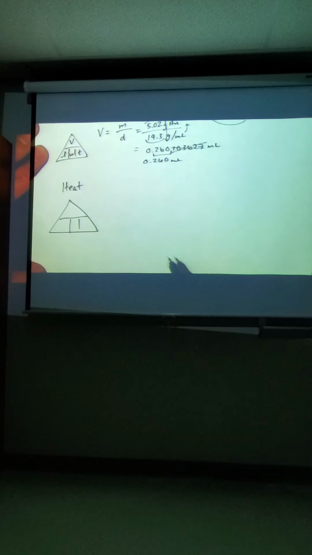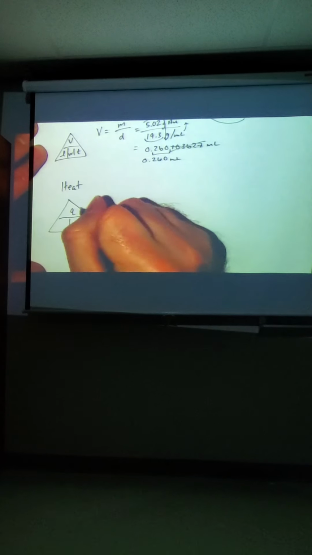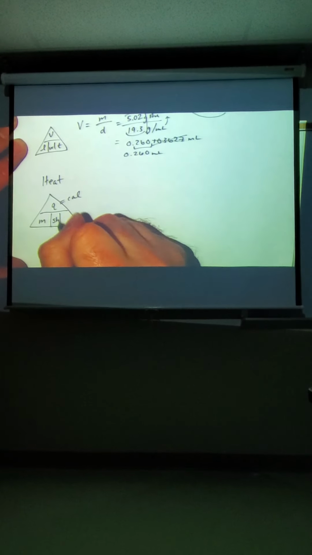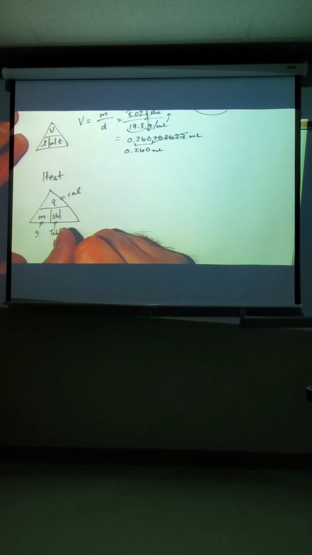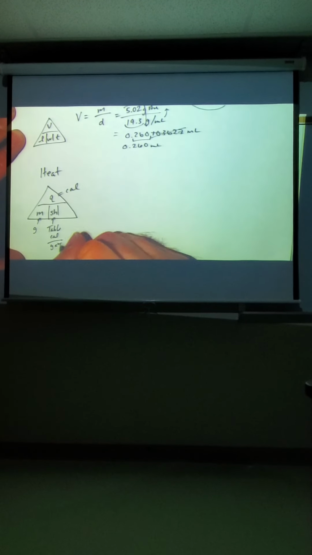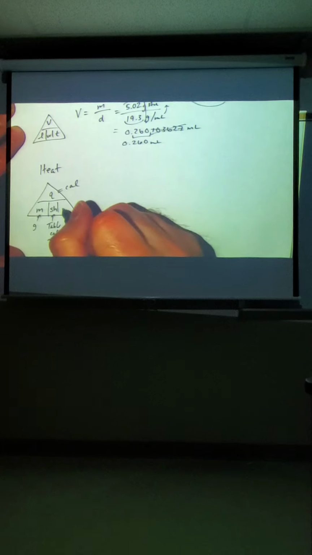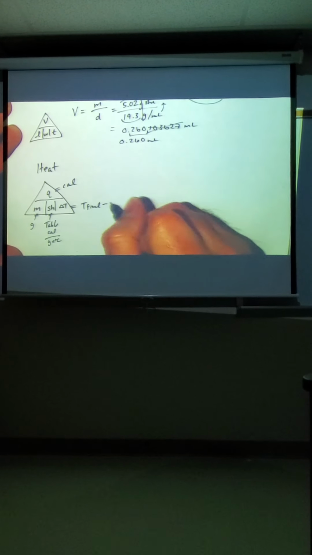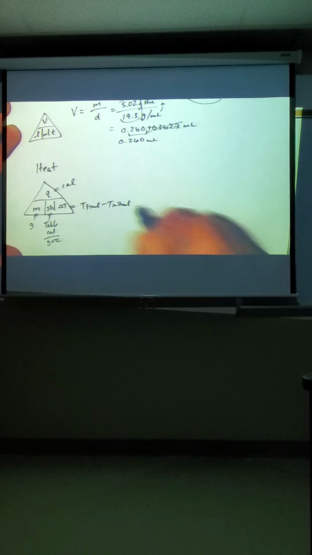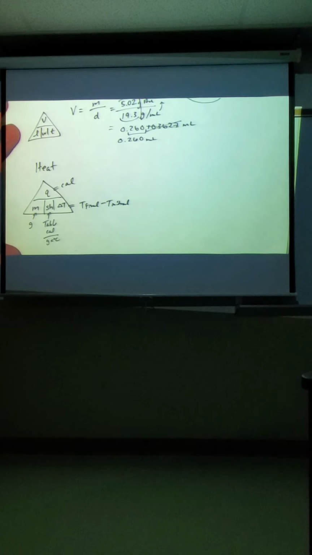But when we talk about heat, we can use a similar kind of triangle. A little bit more complicated than how we set it up. Q is heat. It's in calories. You have mass, specific heat, which comes from a table. Mass is in grams. The table values here are going to be calories per gram times degrees Celsius. And then you have delta T, which is change in temperature. So temperature final minus temperature initial. But this is a great way to practice unit cancellation, unit conversion as well.